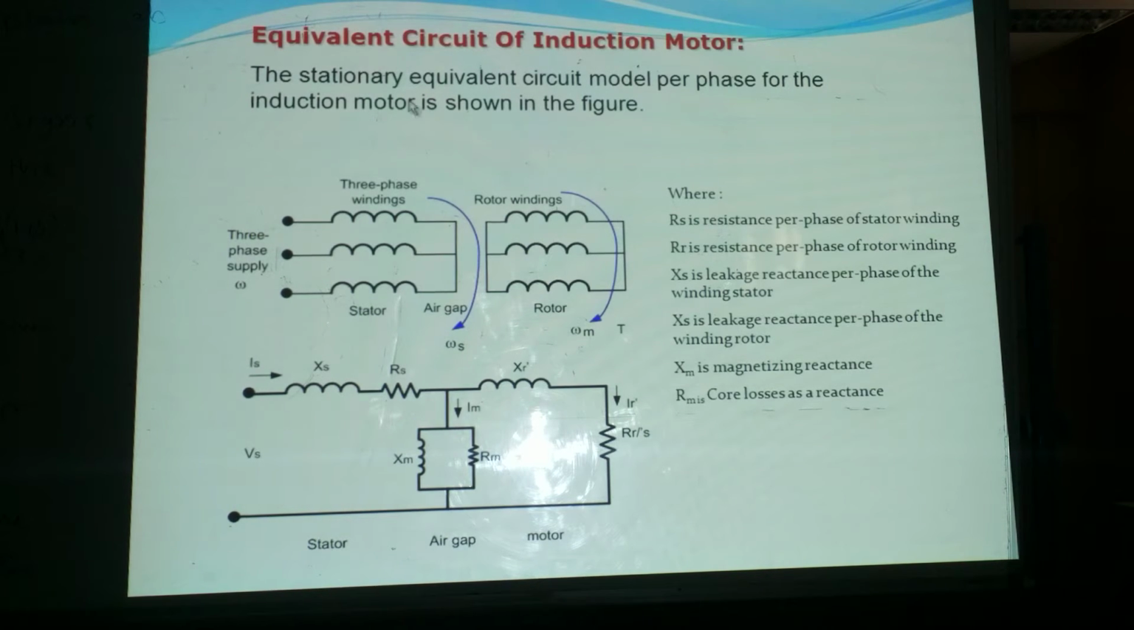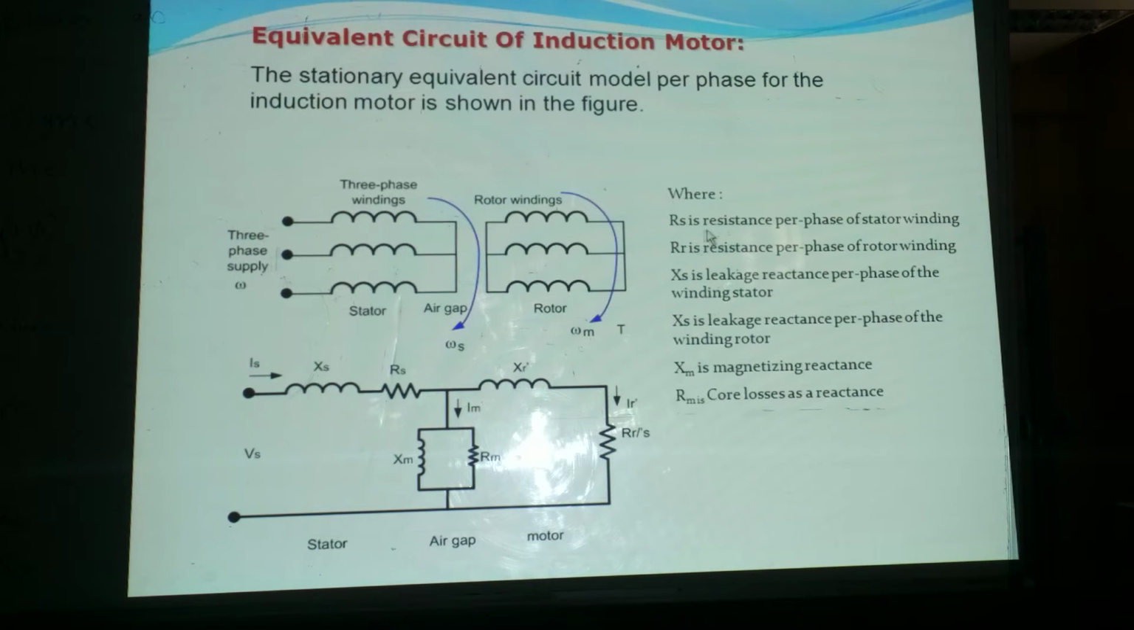Now we will see the steady-state equivalent circuit, the steady-state equivalent circuit model per phase for the induction motor. We can see here the stator part indicates xs and rs, whereas the air gap, nothing but the magnetizing part, is the shunt branch. We can show the shunt branch, which shows the magnetizing part, the air gap, and this is the rotor part.